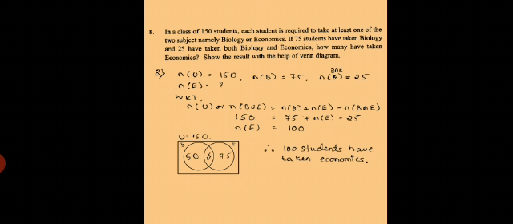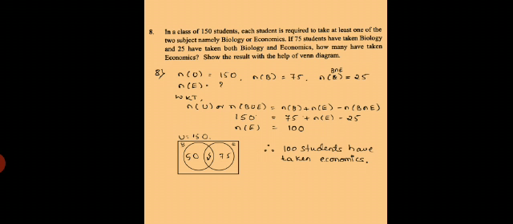So through the Venn diagram, the number of students who have opted for both subjects is equal to 25, exactly in the middle of the two circles. Now, out of 100, the number of students who have taken economics is 100, subtract 25, that is the common number. 100 minus 25 is equal to 75.